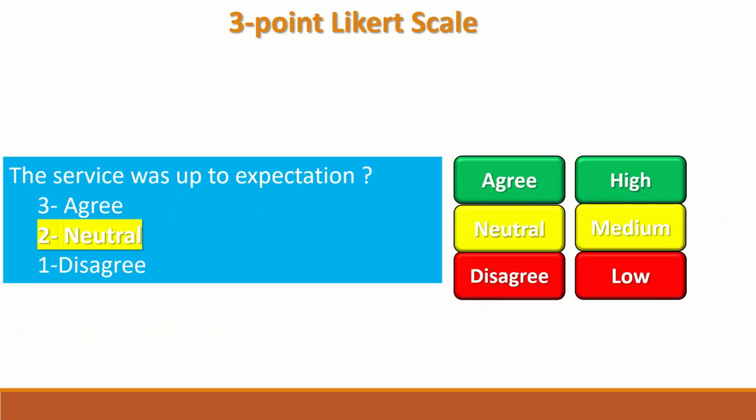Another scale that can be used is called the 3-point Likert scale, in which the individual can answer a question like, was the service up to expectation, and you have 3 options. One of them, the middle one, is neutral, and then the lowest is disagree and the highest is agree. So this is called the 3-point Likert scale.